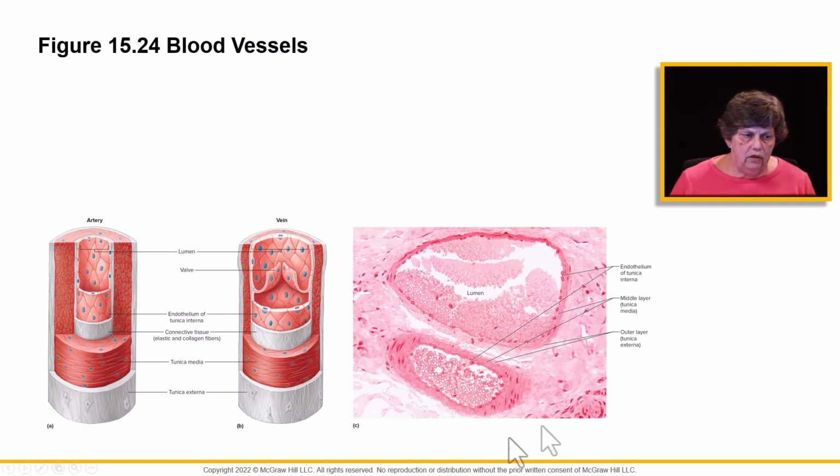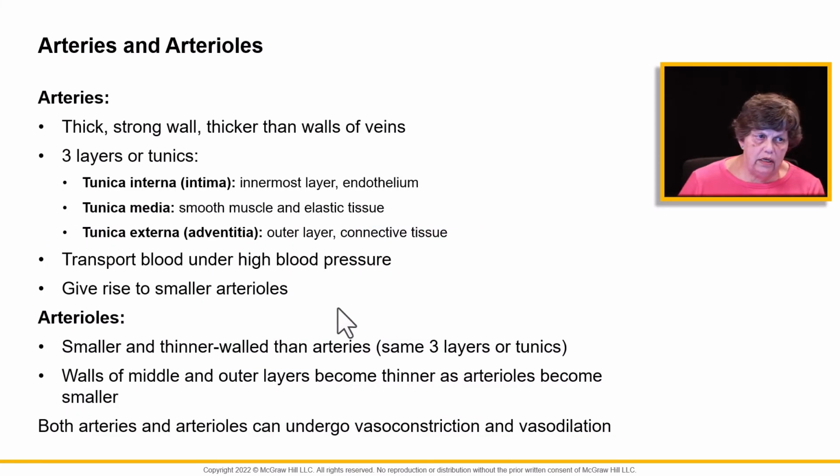So you can take a look at these and see some of the structure of these. They are different in terms of what they need. So if we're looking at arteries, they're thicker, they're stronger. They usually have 3 layers. Arteries have to take the push of the blood coming out of the heart, so they've got to be fairly elastic. So you have these layers.